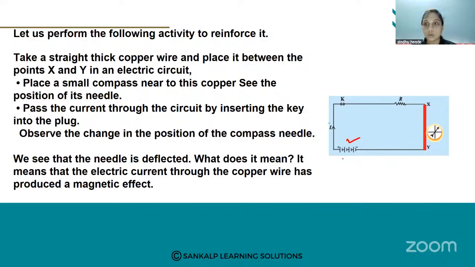We know what a cell, a battery, a plug key and a resistance are, because we already learned this in our chapter on electricity, right? Yes, see, this is a battery. How is a battery generated? It is due to a number of cells connected end to end, which finally become a battery.